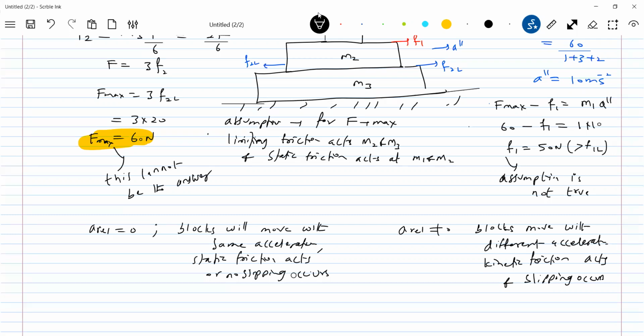You have to come out of the first topic of friction. Here we are discussing a block upon a block. For a block on a block, I told you we are going to encounter a different situation. If A relative is 0, friction acting will be static, no slipping occurs, and blocks will move with the same acceleration. If A relative is non-zero, then the friction acting will be kinetic. Static does not mean the block should be at rest; that is not a necessary condition. We have discussed so many problems.